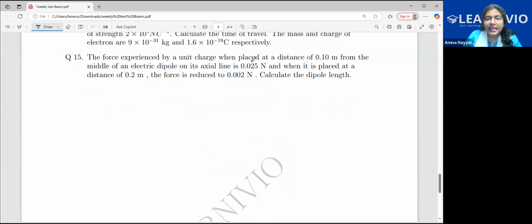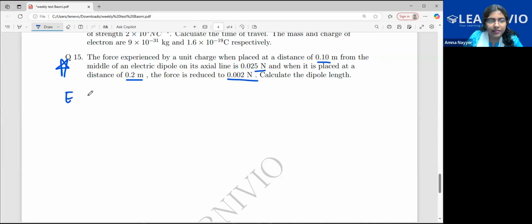In this question, the force experienced by a unit charge when it is placed at a distance of 0.1 meters from the middle of the electric dipole on the axial line is given as 0.025 Newton. So this is the force experienced by the charge. Distance is given, and the force at that distance is given. The dipole's length is to be found. This is an important question, so I'll tell you how to do it.